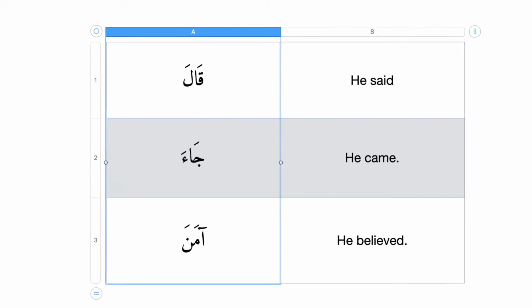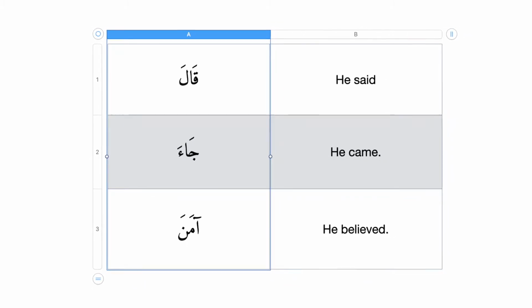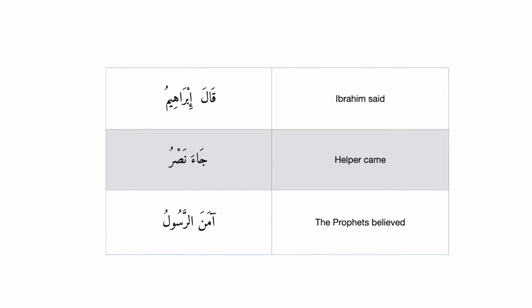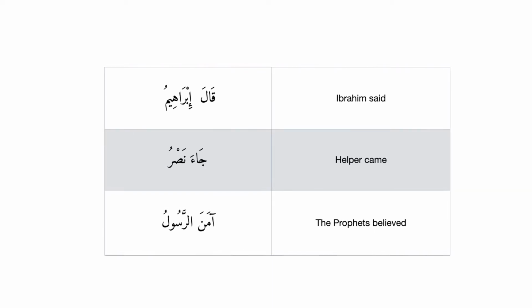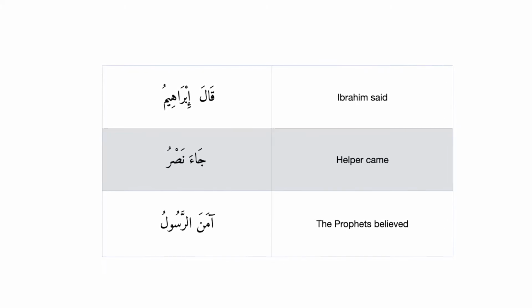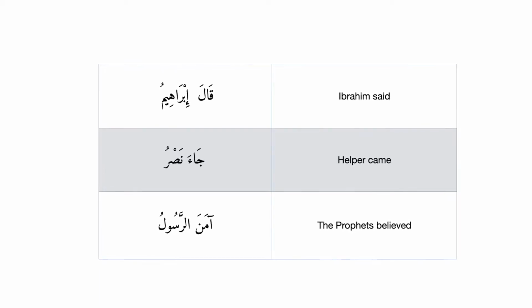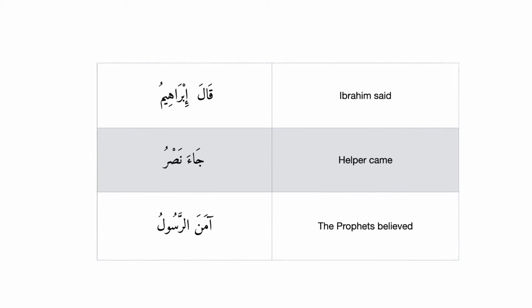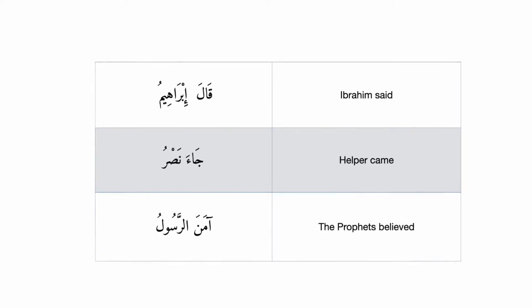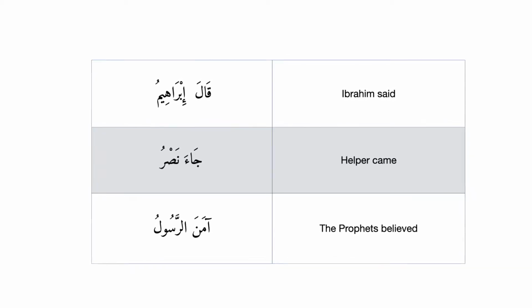Let's see the examples again. قال, he said. جاء, he came. آمن, he believed. Let's see the following examples. قال إبراهيم. Ibrahim is a name, ends with ضمة, came right after قال. Any noun or name, if it sits right after the verb and ends with ضمة, is the subject of the verb. In that case, the built-in pronoun that is attached with the verb is no more used. The meaning becomes Ibrahim said.